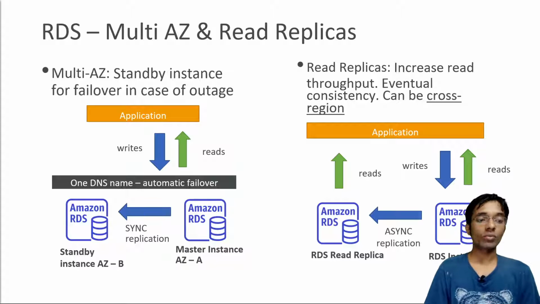There's multi-AZ, in which you have a standby instance for failover in case there's an outage. So we have a master RDS database in one availability zone, and it's going to be synchronously replicated to another standby instance in another AZ, availability zone B. Your application only accesses your RDS database through one DNS name, and that DNS name will change automatically in case of a failover. That means your standby database is never accessed by your application. Only your master database is accessed, and there will be reads and writes happening solely on the master instance.